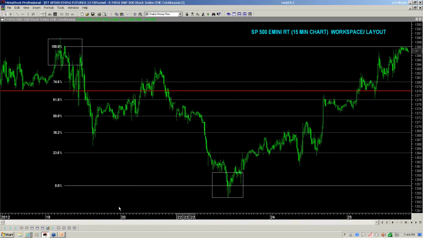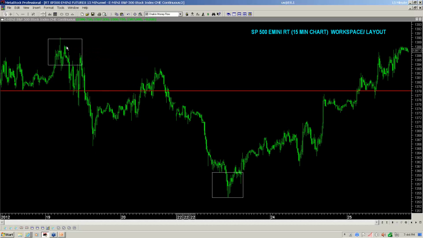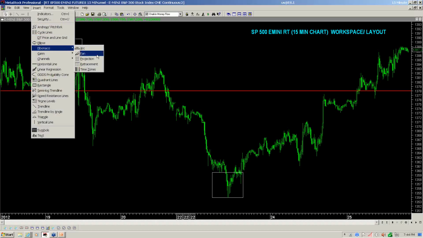Okay, I want to show you what I was looking at. And what I was looking at is the same thing that I indicated before: a previous pivot point high and a newly formed pivot point low, as identified by these two boxes right here. So I'm looking for the highest point here and the lowest close here, or open here, or combination thereof. And I'm looking to insert Fibonacci right out of the Metastock Professional program.